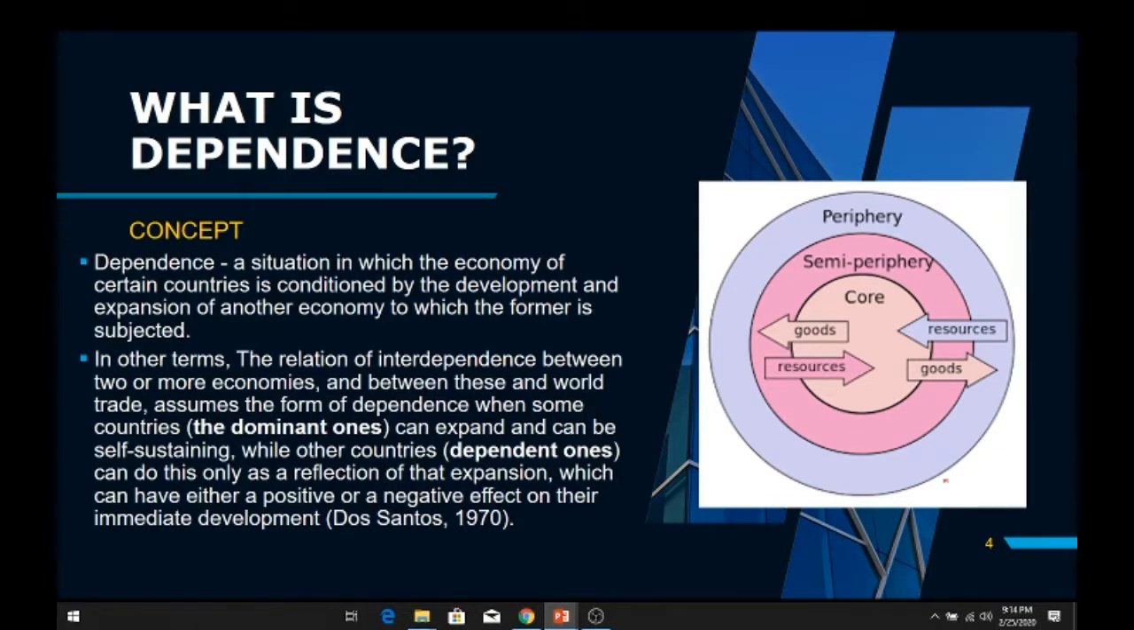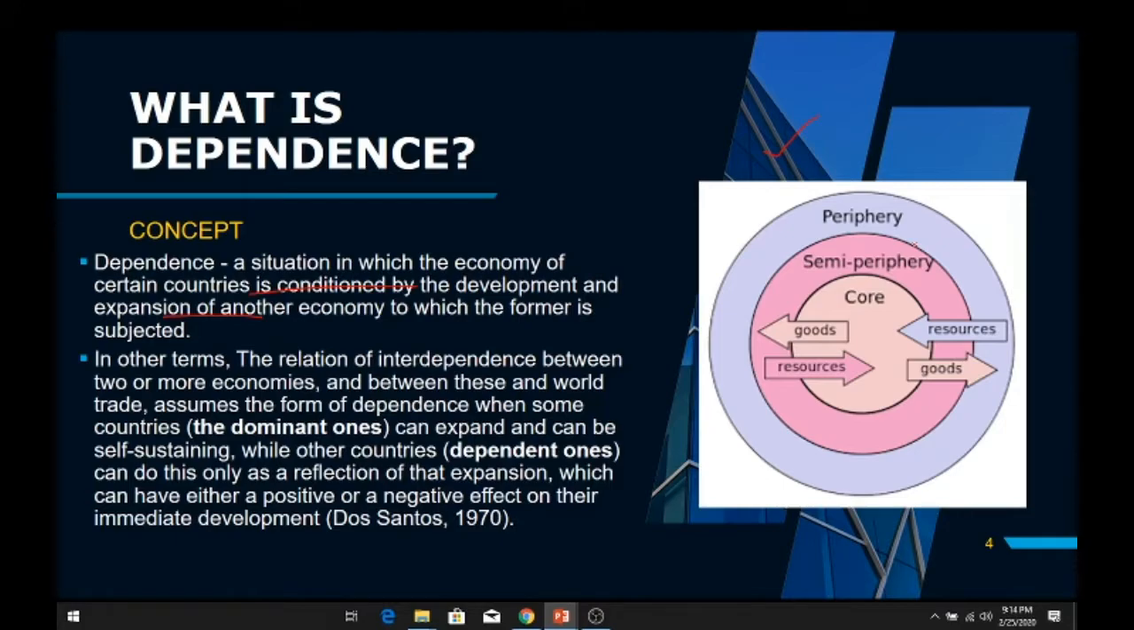So what is dependence? What is the concept of dependence? Dependence is a situation in which the economy of certain countries is conditioned by the development and expansion of another country to which the former is subjected. So this dependence basically means that countries are interrelated in their relations. Countries are dependent on each other for their development. And for understanding this dependency concept, I have attached a picture that gives the whole idea of dependency. So let's understand this picture.